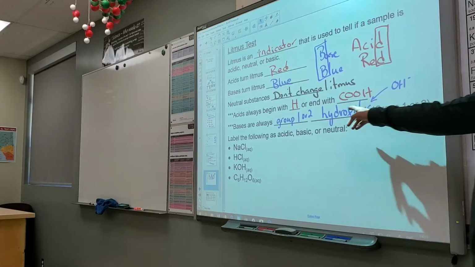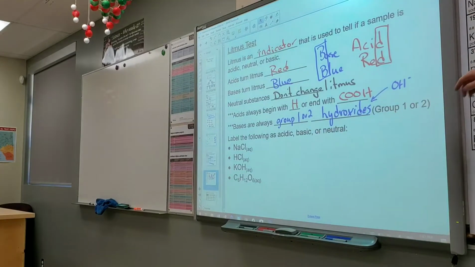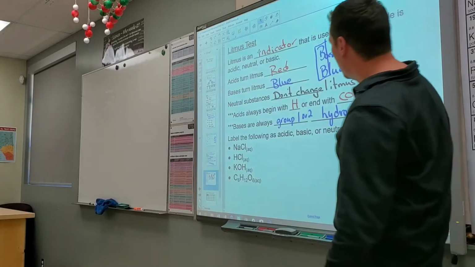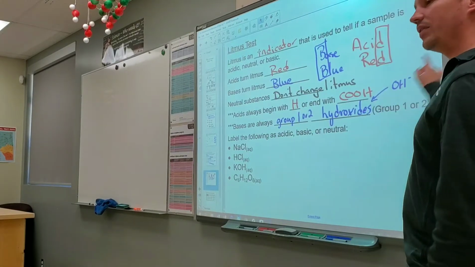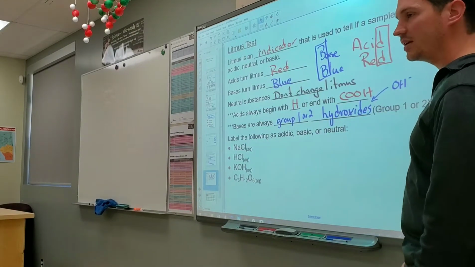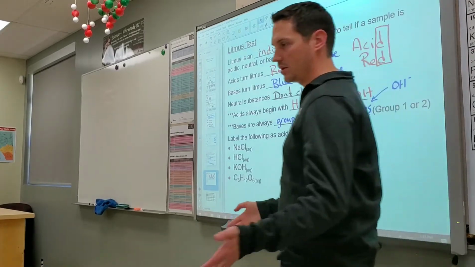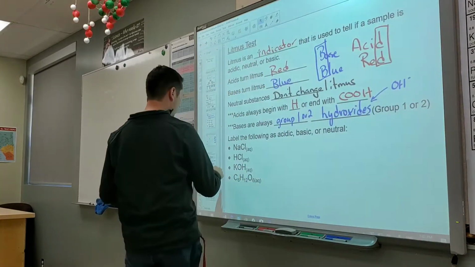Okay. Then what's group 2? Beryllium, magnesium, calcium, strontium, barium, and radium doesn't exist. So you'll never see it. Don't worry about it. So, let's think about this. Whenever you partner up hydroxide with any of those group 1 or group 2 things, that's what we call a base. Okay, it's always a group 1 or a group 2 hydroxide.